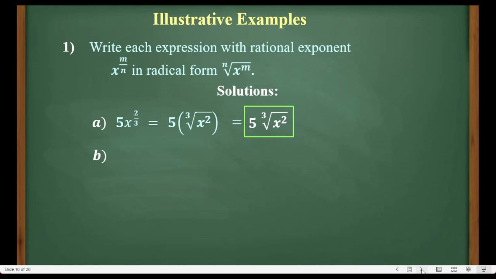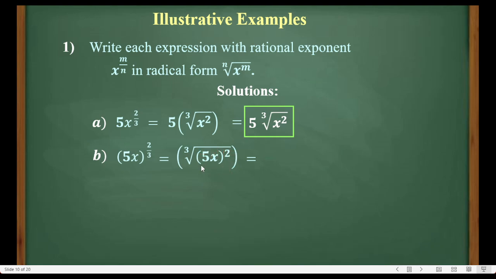Next, letter B. How about this one? Quantity 5x raised to 2/3. So this time, 5 is also being raised to 2/3, not just x. So how do we transform this to radical form? This is the answer. It becomes the quantity cube root of 5x squared. Now, if we simplify this further, check what will happen to the radicand.